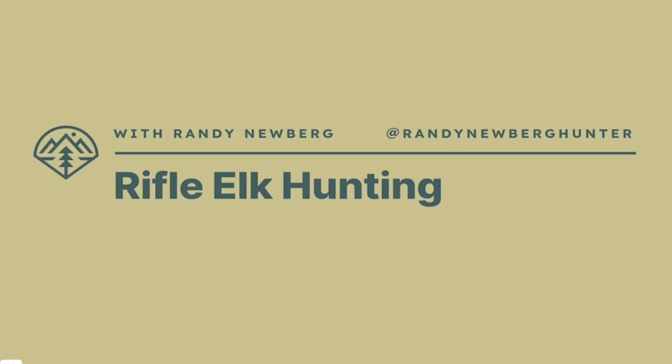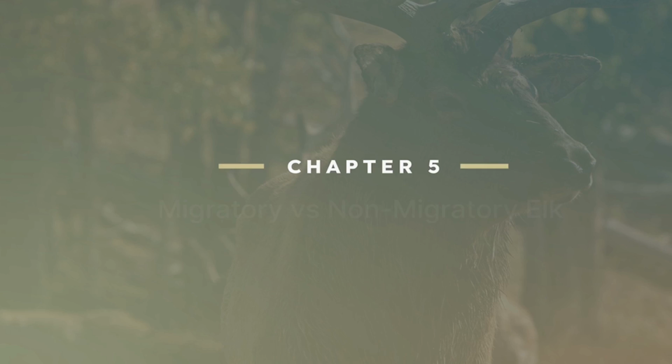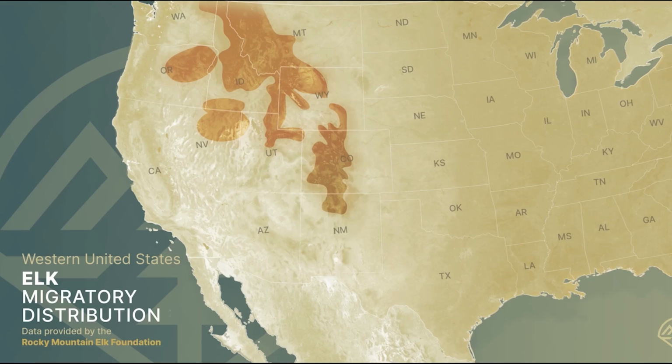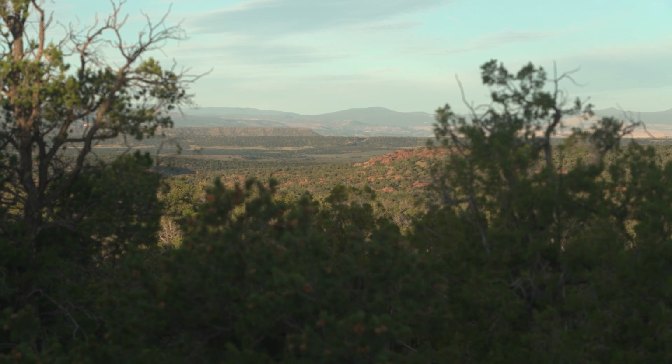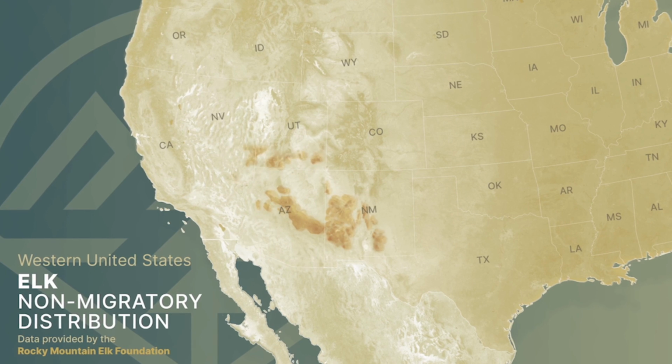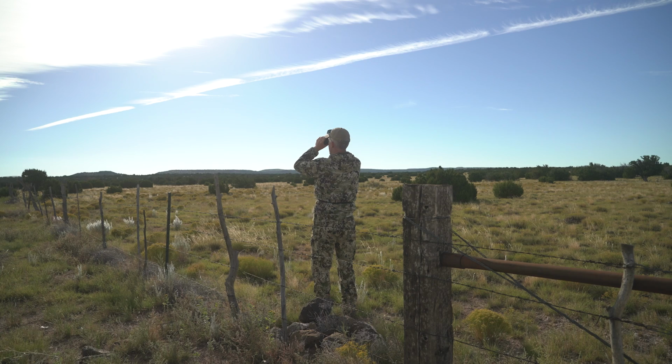I do a course at Outdoor Class. It's called Rifle Elk Hunting. In that course, I go into great detail about the difference between migratory elk and non-migratory elk. When you're in a place like this in Arizona, these are non-migratory elk, just like they are in New Mexico, and a lot of times in Nevada or Utah. And I'm going to give you the quick and dirty about non-migratory elk.